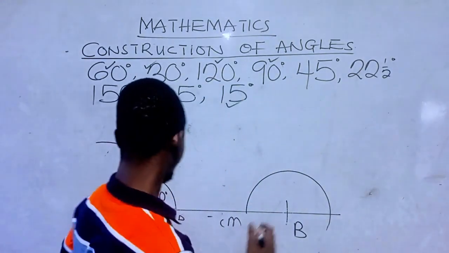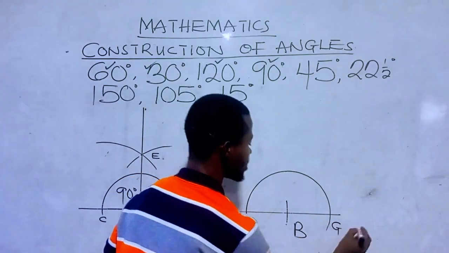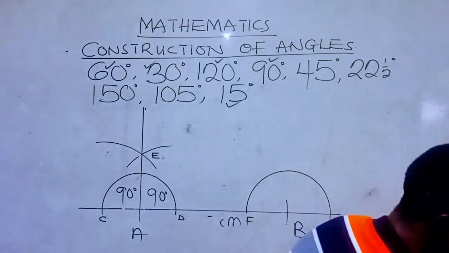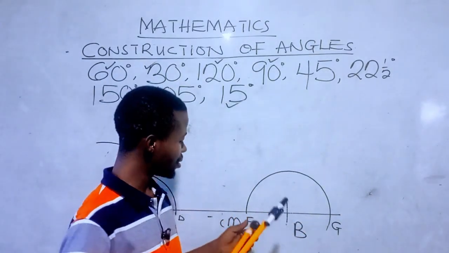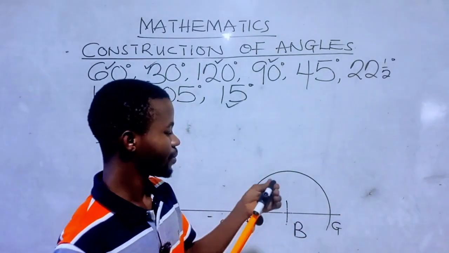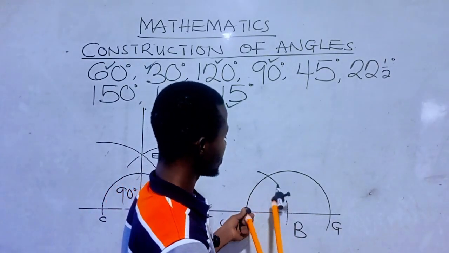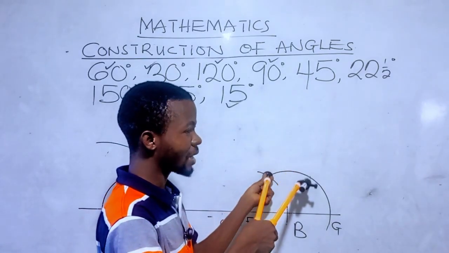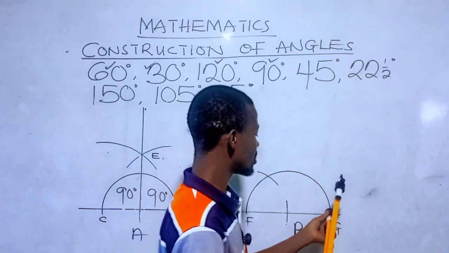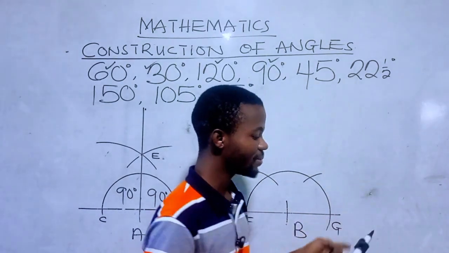Let me call here F. Let me call here T. So with the same radius, with the same opening, you stand at G. You stand at G, then you make an arc. Then you can decide to stand on this arc and make another arc, or you stand at G, then you make an arc. It's all the same thing.